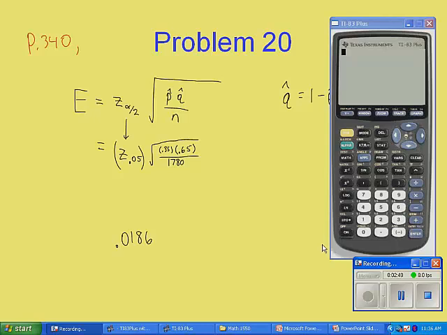All right, let me work through the calculation and see what happens. First, I'm going to do the z-score for 0.05. All right, let me do that. So what do I want? I want the inverse norm. So let's see, where am I going to go?